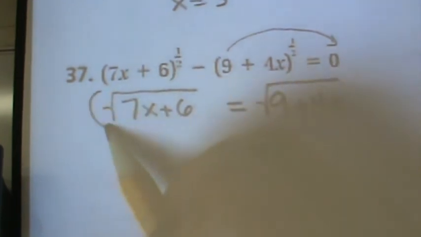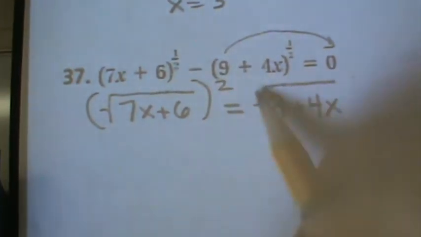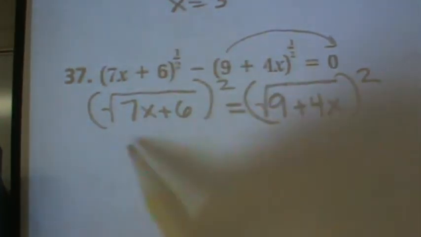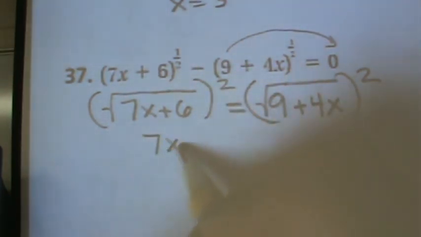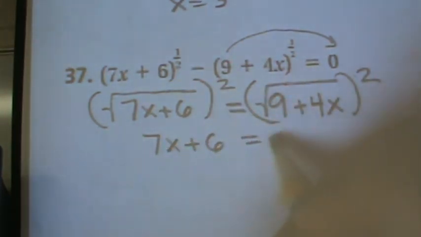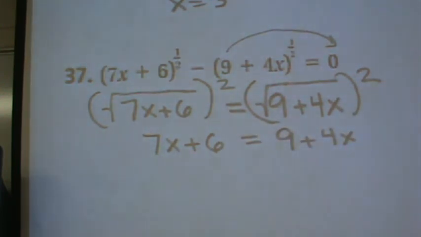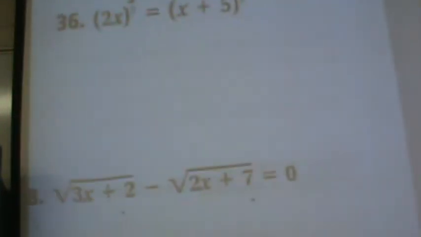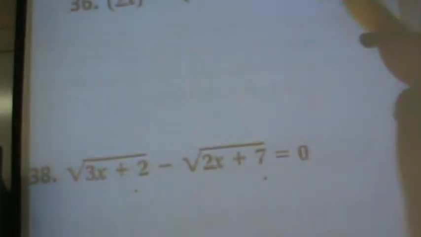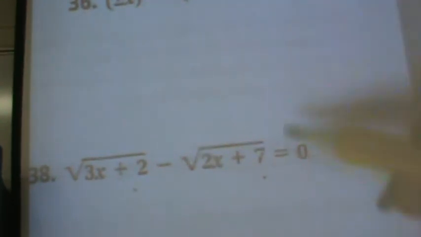Now what are you gonna do with this one? Square it. Easy. You're ripping the square root off both of these sides. So simply 7x plus 6 equals 9 plus 4x. Easy? Okay. So I want you to do these. How many for homework? 5 on the front page, and I want you to do these 2 on your own. That's it. Can you handle that?